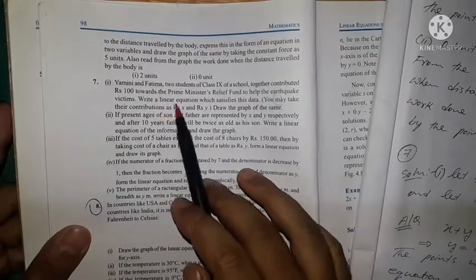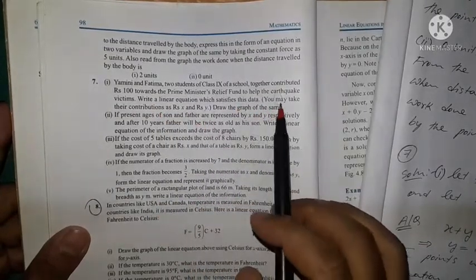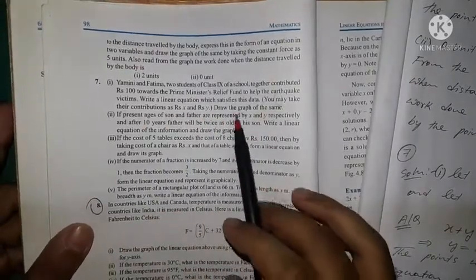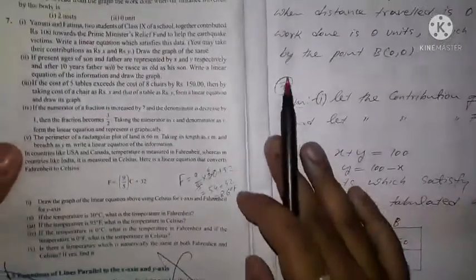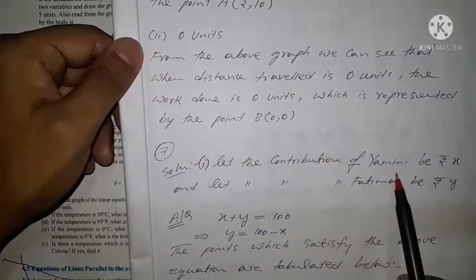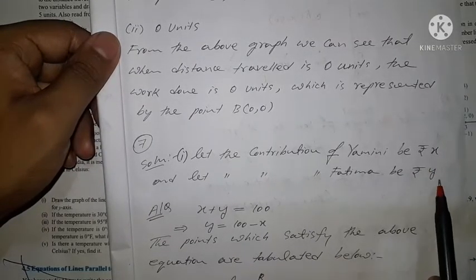So write a linear equation which satisfies this data, you may take their contribution as rupees X and rupees Y. So draw the graph of the same. Now let the contribution of Yamini be rupees X and let the contribution of Fatima be rupees Y.